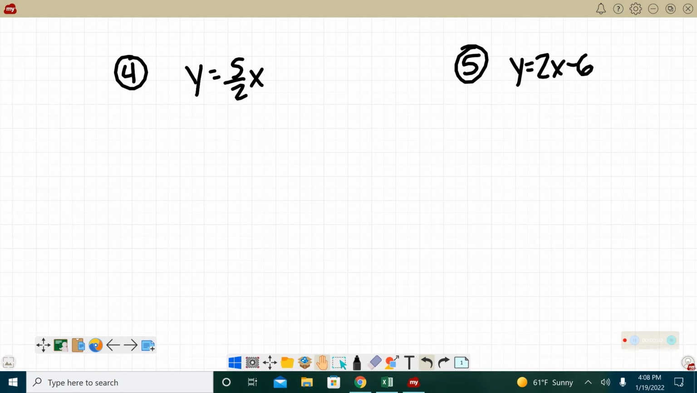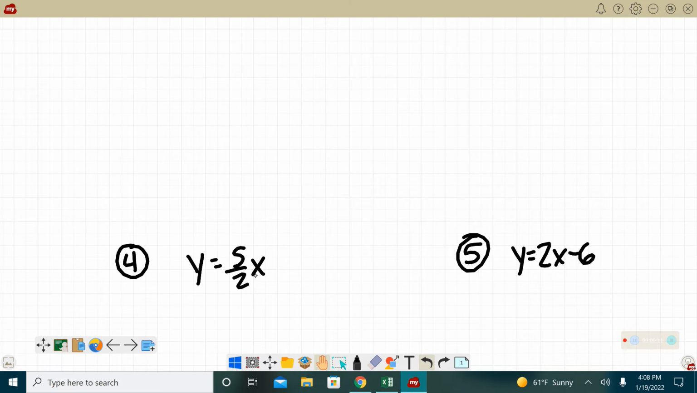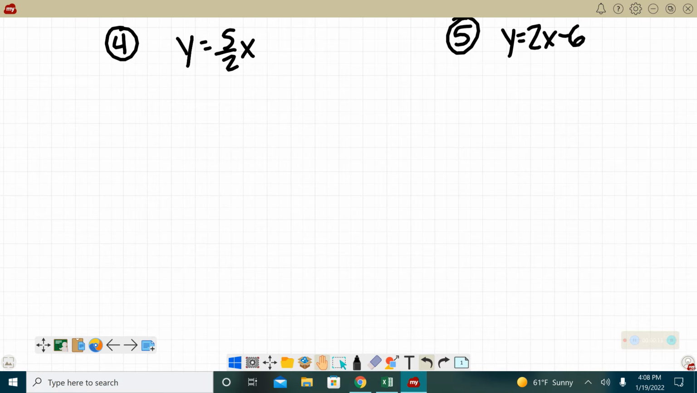Okay, so we're going to start with number 4. In number 4, it has y equals 5 over 2x. So we are going to graph this problem. And we also need to state the slope and the y-intercept.